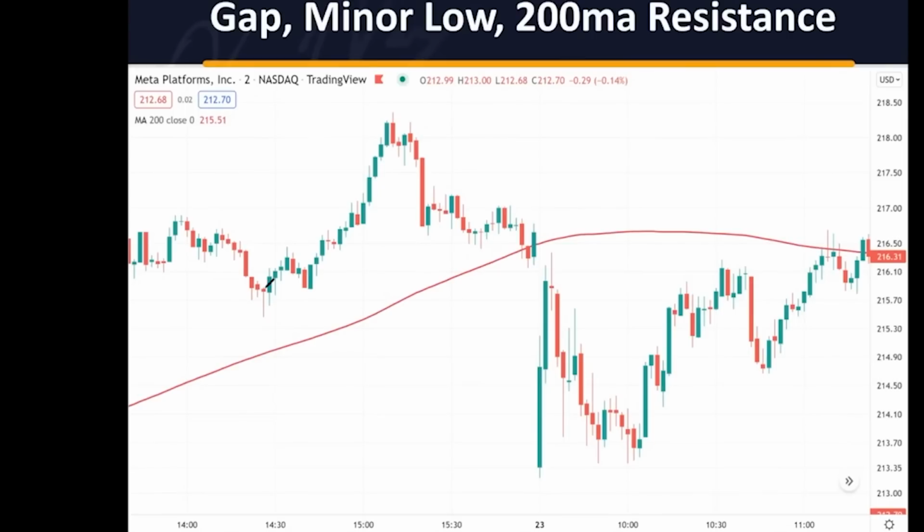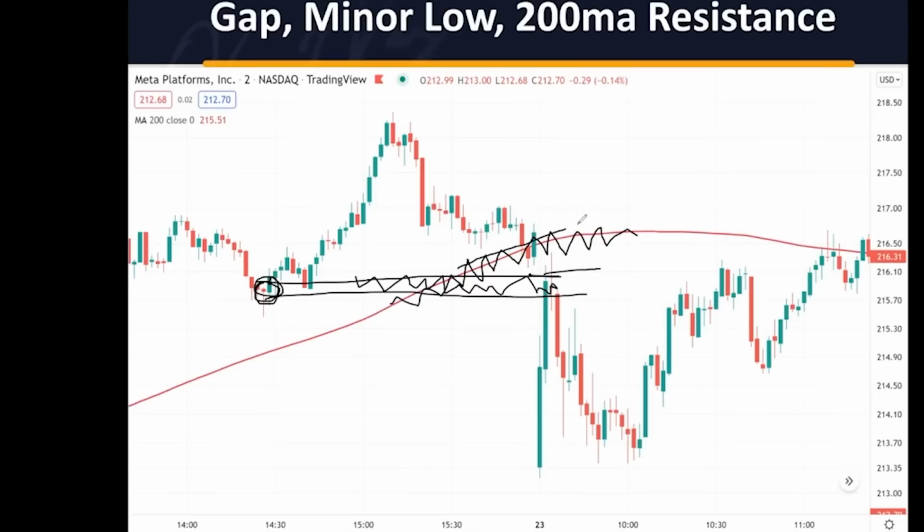All right. So once again, we've got prior low price resistance zone. Okay. We've got 200 period moving average resistance zone. I'm salivating. You understand? And then we've got gap fill resistance zone.